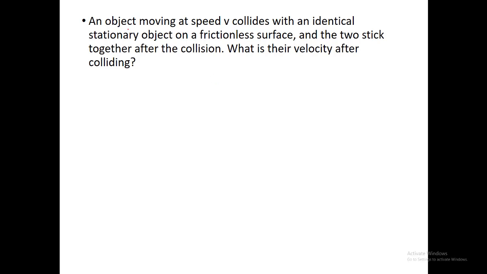But we have an object that moves at a speed v. Okay, this is the first object moves with a speed v. It's unknown v. Collides, smash with an identical stationary object. Identical, and it has the same mass. So if the mass of the first is m, the mass of the second also will be m. And the second one is stationary, is not moving. The first is moving with v.